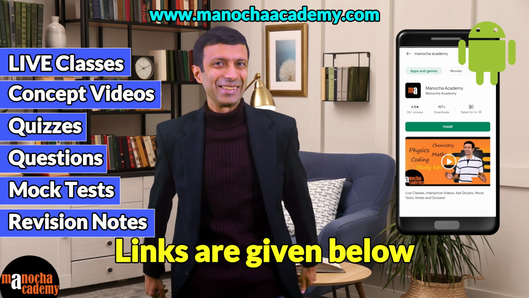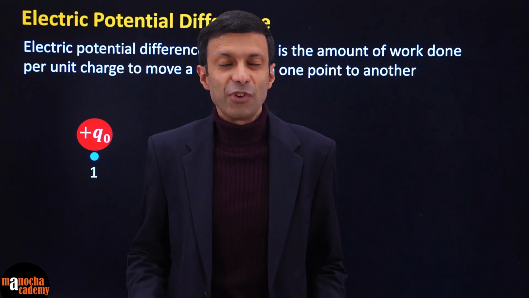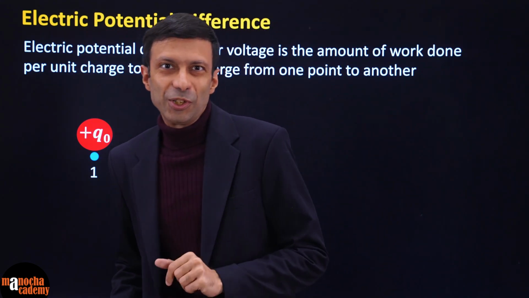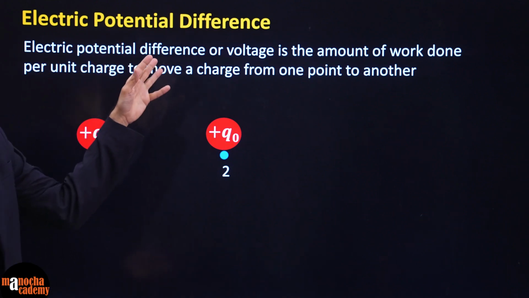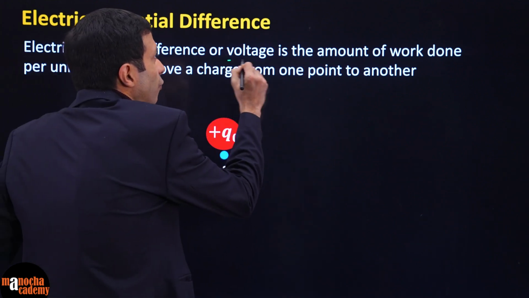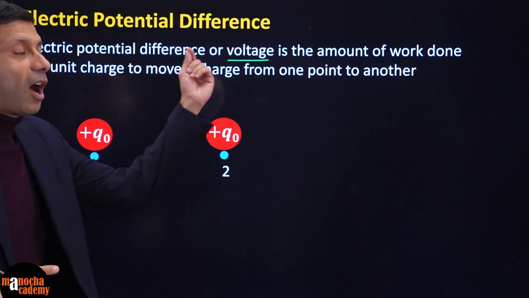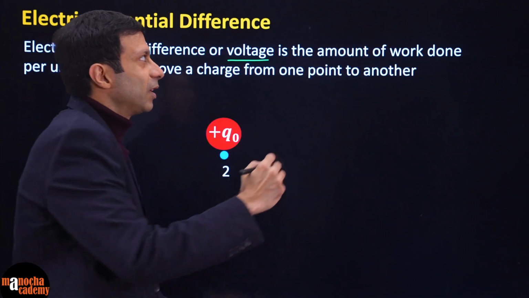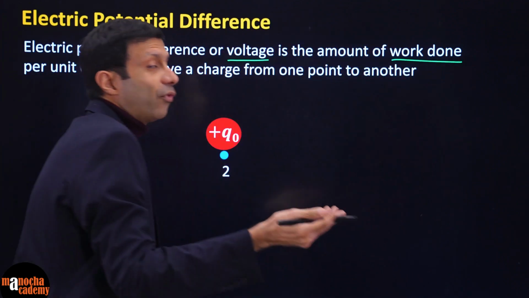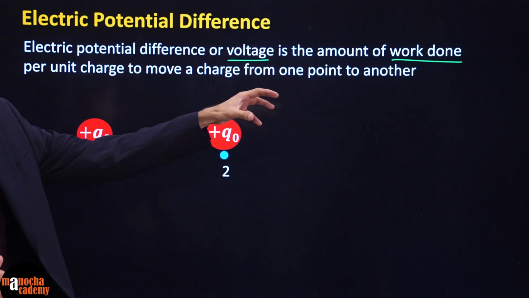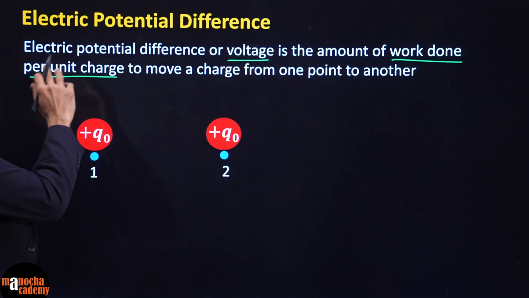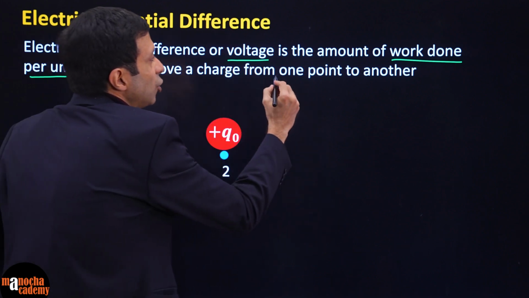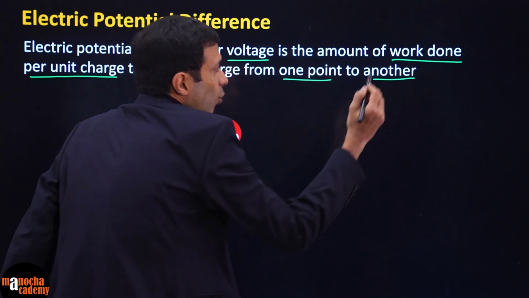Let's begin. What is electric potential difference? Let's look at its definition. So if you pick up your textbooks, you'll see something like this. Electric potential difference, also known as voltage, is the amount of work done by an external agent in moving a unit charge from one point to another.